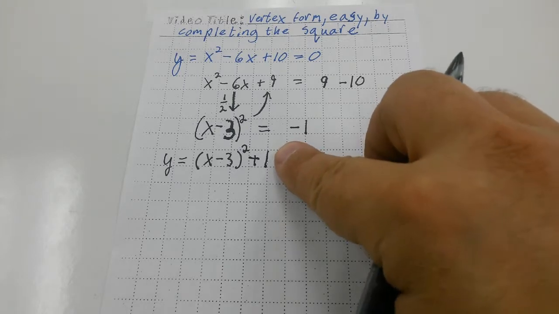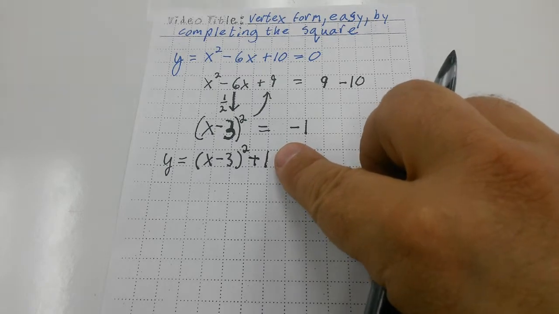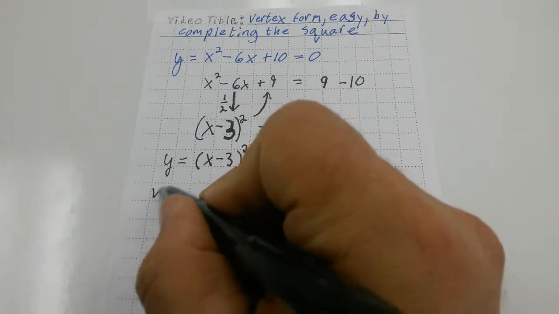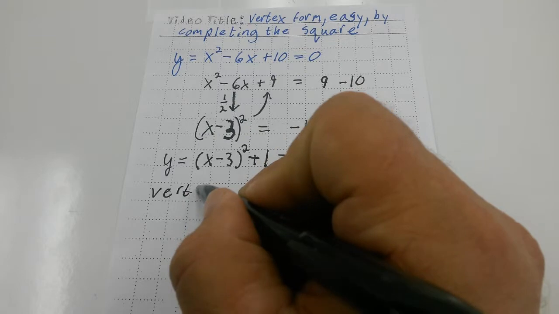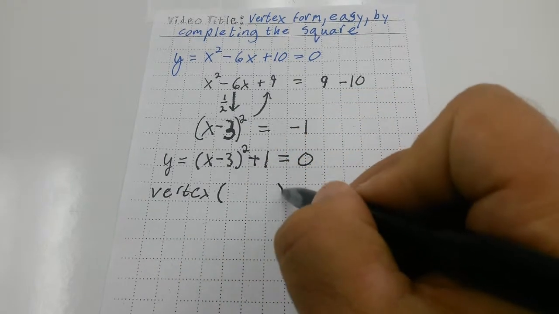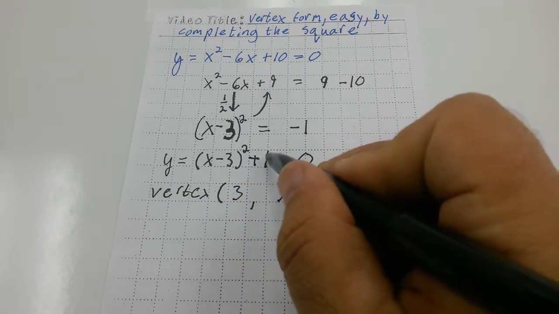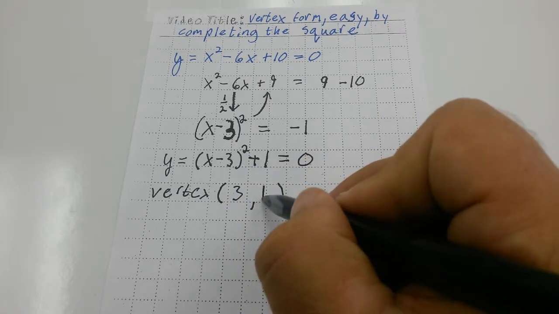I can write the vertex just by looking at this now. And the vertex is going to be the opposite and the same. So what's the opposite of negative 3? That's going to give me a 3, and the same is positive 1.